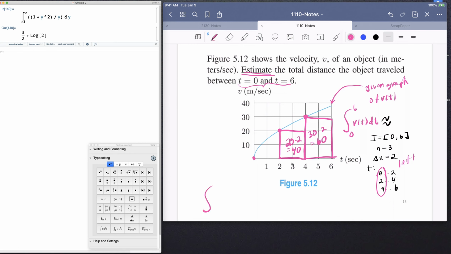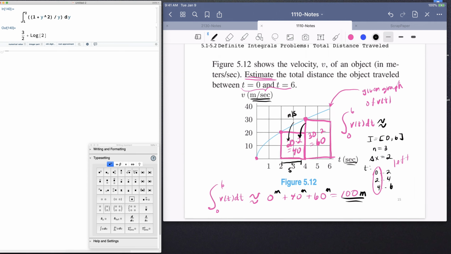So our approximate answer from 0 to 6 of the velocity v of t dt is approximately 0 plus 40 plus 60, which is equal to 100. And the units there, we can see that our velocity is in meters per second. So this 20 right here is 20 meters per second. And the 2 here is the width of this rectangle, which is measured in seconds. So we're getting 40 meters, 60 meters, 0 meters. So the answer here is 100 meters distance that we have traveled. Estimate.